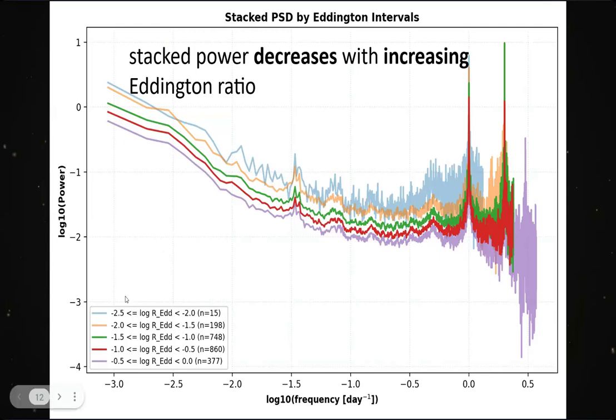Here you can see that the Eddington ratio decreases in this direction here. So it goes in the legend from bottom to top. So it follows this color order: purple, red, green, yellow, blue. You can see here on the graph, if you follow this order, purple, red, green, yellow, blue, it's increasing. And for that, we can state that stacked power decreases with increasing Eddington ratio. That's our first statement.